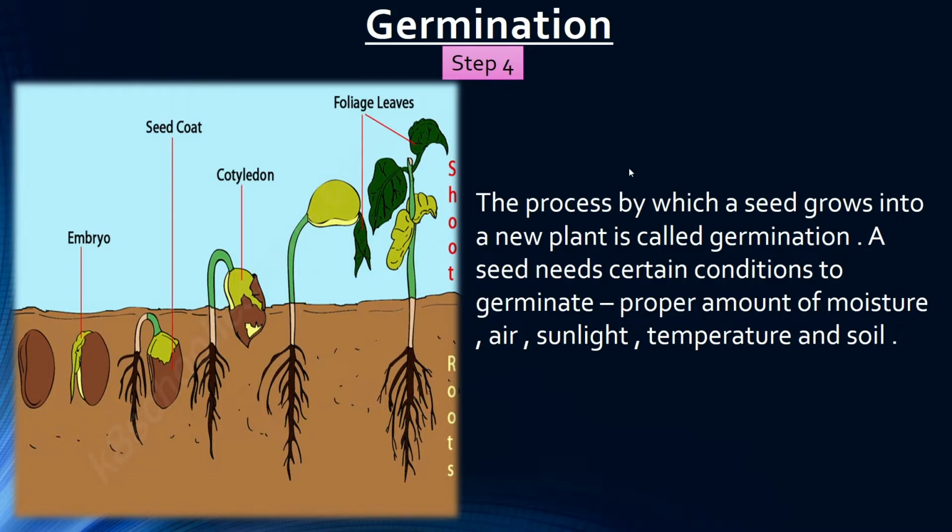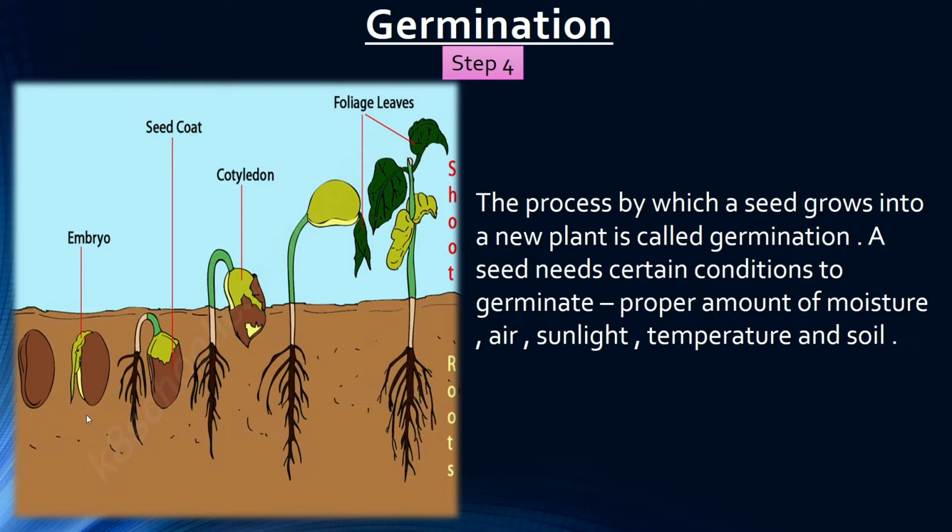Step 4, germination. The process by which a seed grows into a new plant is called germination. A seed needs certain conditions to germinate: proper amount of moisture, air, sunlight, temperature and soil. Now, steps of germination. See the picture, children, and try to understand.